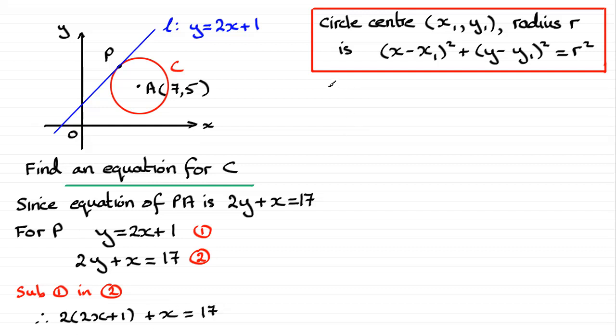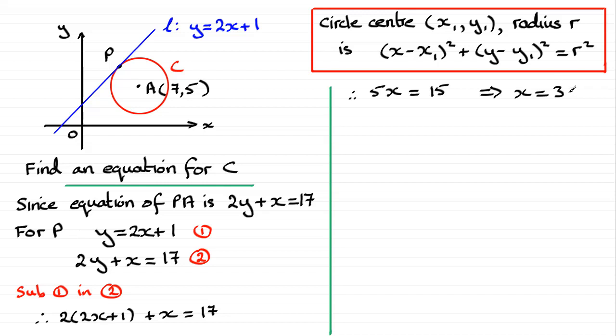So just border this off, come down here, and what have we got next? Well, if we expand the bracket out, I can see we've got 4x plus another x, that's going to give me 5x. And then we've got 2 times the 1, which is 2. Take it away from both sides. 17 take away 2 leaves me with 15. And if I divide both sides by 5, I therefore have x equals 3.